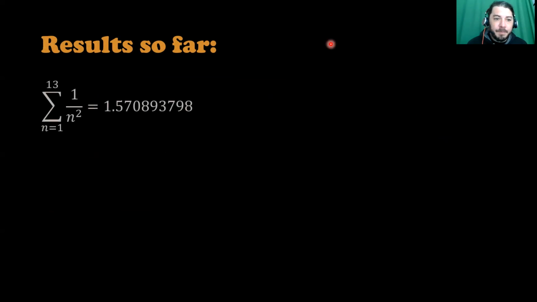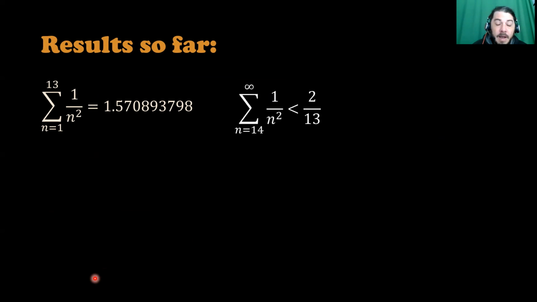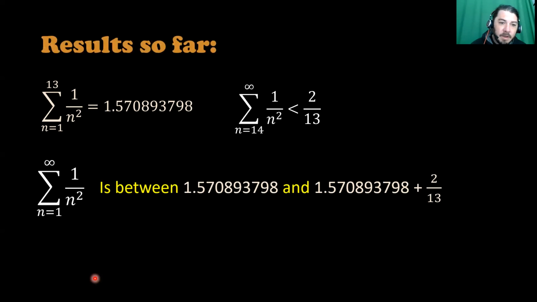So what do we got so far? Well, we figured out, through having a computer do all of the addition for us, that the sum as n goes from 1 to 13 of 1 over n squared is about this number. And the rest of the series, whatever it adds up to, is something less than 2 over 13. So what can we say about the full infinite series? Well, the full infinite series would be between whatever the first 13 terms add up to and the first 13 terms plus this upper bound on our error.